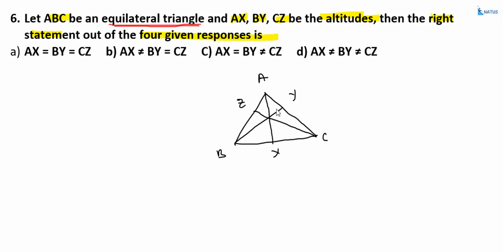Why? Because of the 2:1 ratio. Suppose this is the centroid. The centroid divides the median in the ratio 2:1. Here 2:1, here 2:1. So all are equal, right? So AX equal to BY equal to CZ is the answer. This holds if the triangle is an equilateral triangle. If the triangle is not equilateral, then these may not be equal, right?